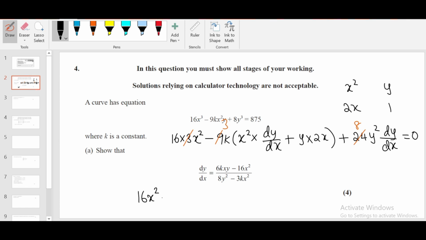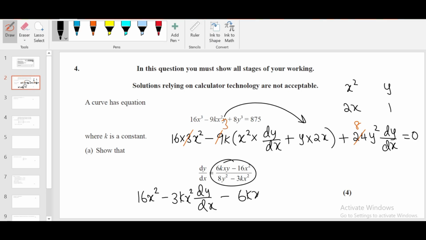Okay, now we have 16x squared minus 9x squared dy by dx, not minus 9, minus 3. It's not 9, it's 3. We divided everything by 3. Minus, when you multiply 3 by this, you will get minus, there is a k also, 3kx squared. You need to be very careful actually. Always compare here whether you are getting this answer. 3k minus 6kxy plus 8y squared dy over dx is equal to 0.